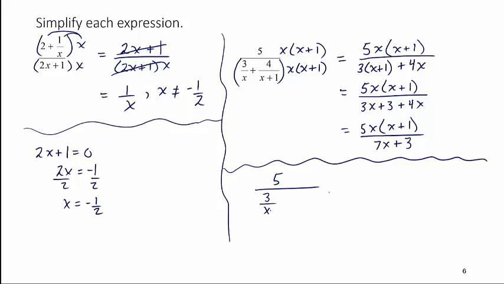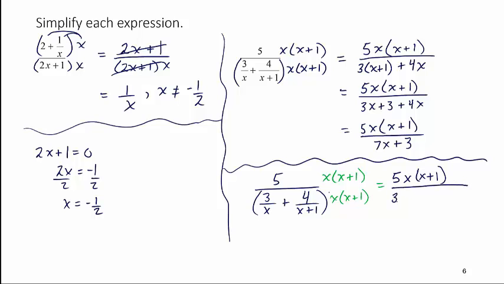I had 5 over 3 over x plus 4 over x plus 1. So when I did that distribution of x times x plus 1 in that denominator, we've got 5x times x plus 1 in the numerator. We're going to leave that alone. In the denominator, what happens here? We've got 3 over x, and we're multiplying that times the x times x plus 1, distributing that through, like so. And then we've got the 4 over x plus 1, and we're multiplying by x times x plus 1. So that's being distributed to each numerator.